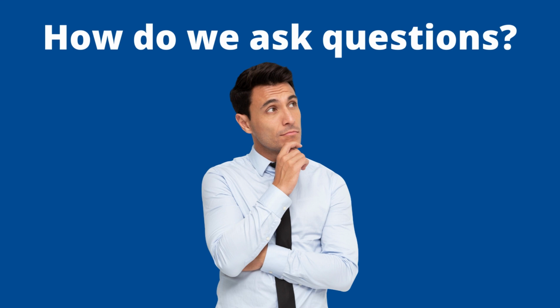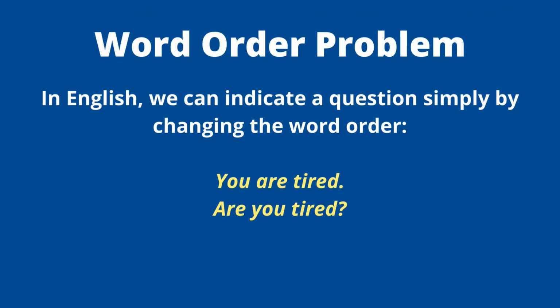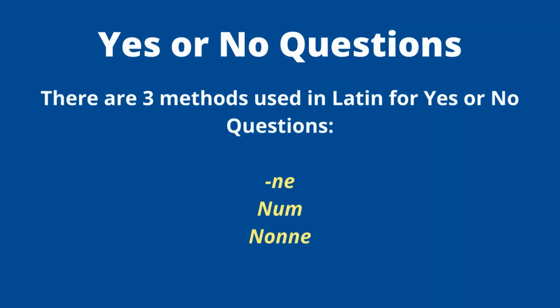So to start, how do we ask questions in Latin? Well, we have a problem of word order in terms of English. In English, you can just switch the word order around and go from the sentence "you are tired" to the question "are you tired?" That really doesn't work all the time in Latin because the word order is a lot more flexible. So in Latin, when you're asking a yes or no question, there are three methods you can use: the enclitic ne, and the words num and nonne. I'll go through all three of them and what they mean in this video, starting with ne.